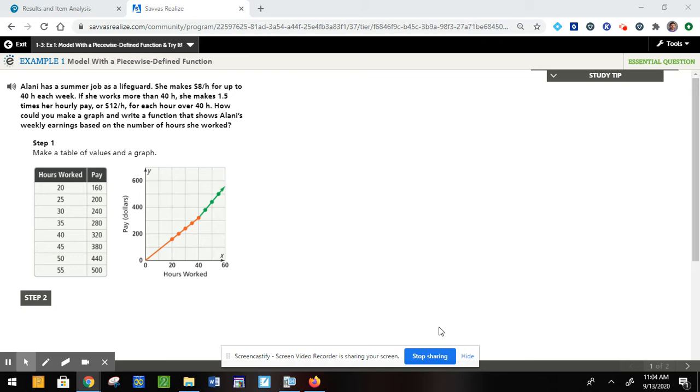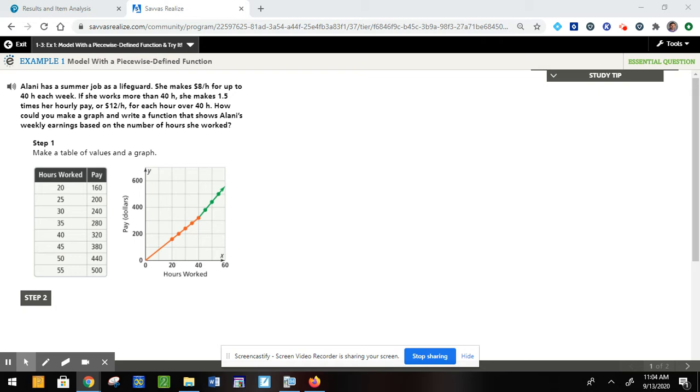All right, so then step one, there's a table that shows, okay, if she worked 20 hours, she gets $160. If she worked 30 hours, she gets $240. If she worked 40 hours, she gets exactly $8 an hour for $320. That's the part in orange. Once she starts working more hours, it goes up faster. So that part of the graph, the slope's a little higher because she's making $12 an hour instead of $8 an hour. So that part's in green and it looks slightly different, right?